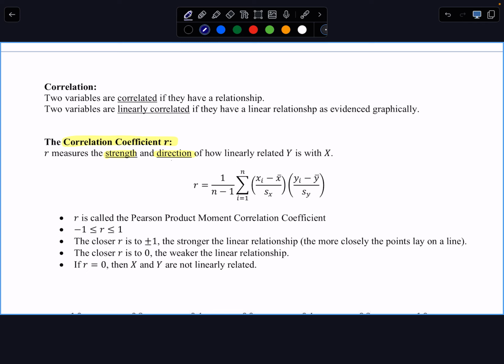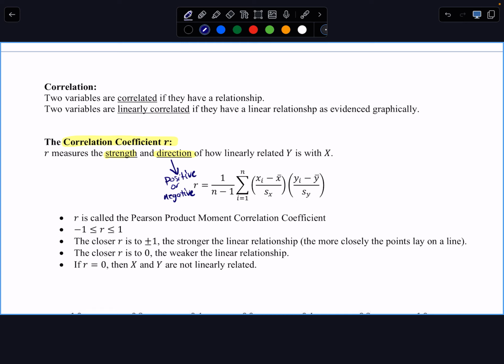The direction we talked about when we were looking at the scatter plot. It's either going to be positive or negative. When we were looking at the graph and it went up from left to right, we called that a positive relationship. Well, when I calculate the correlation coefficient r, I'm going to see a positive value. Or it may be negative, which means the direction of that linear relationship is negative. That means when I was looking at the scatter plot, the points went down from left to right.